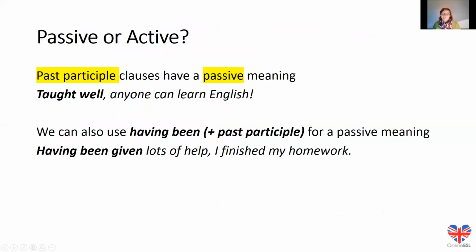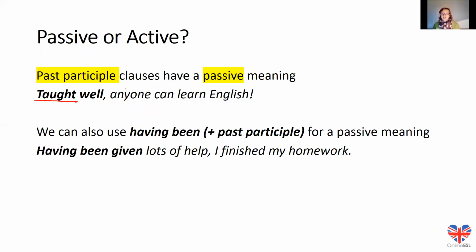So we can use them in passive forms or in active forms. Now you remember passives. Passives are when the subject of the verb isn't the thing doing the verb, either because we don't know who did the verb, we don't care who did the verb, or because it's so obvious we don't need to say who did the verb, or it doesn't matter. So for a passive here, we use past participle clauses. So here we have the third form of the verb teach. Taught well, anyone can learn English.